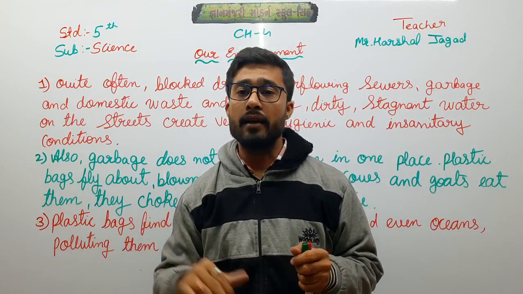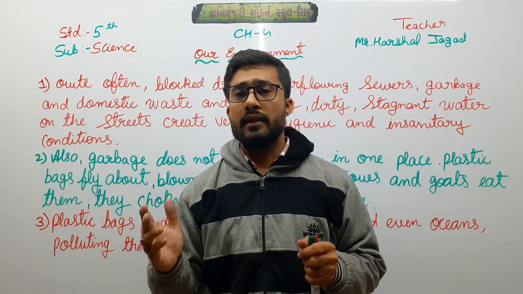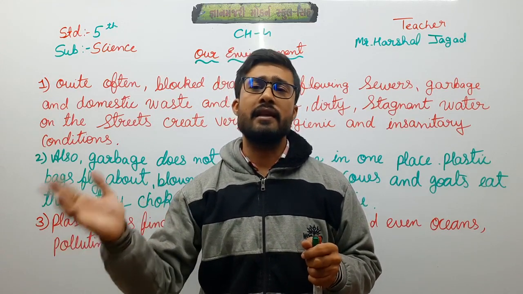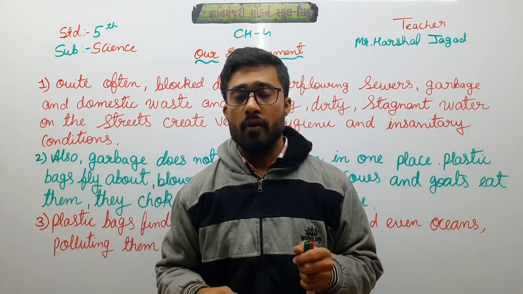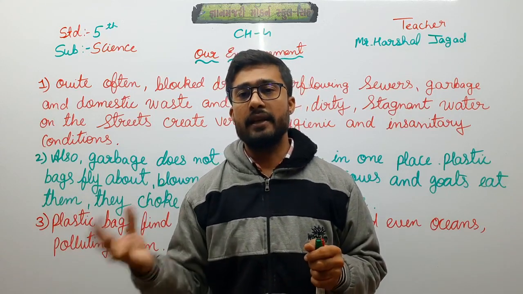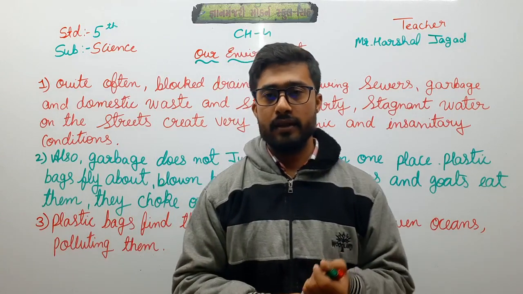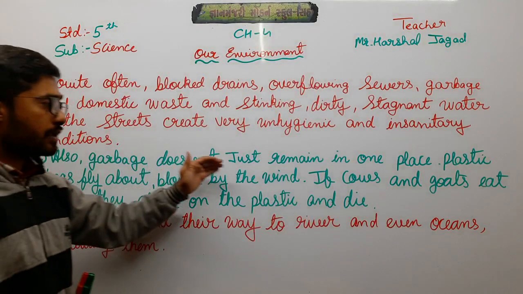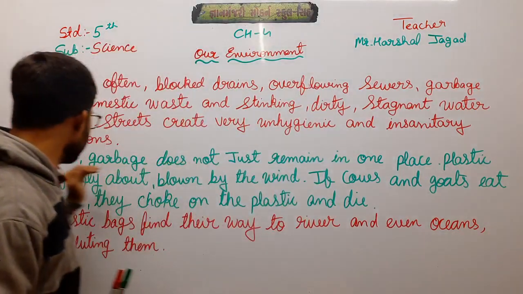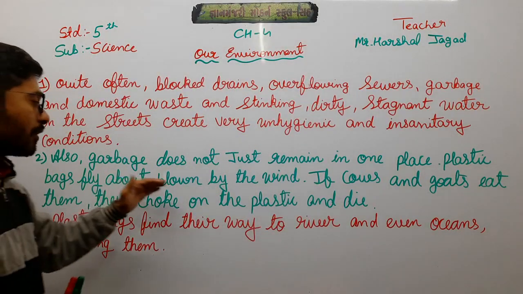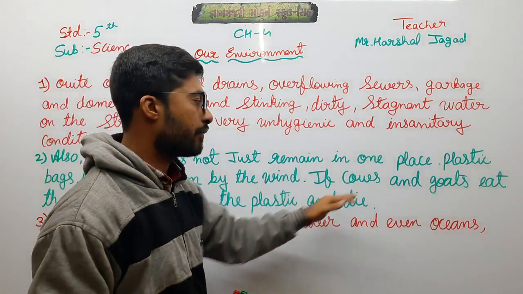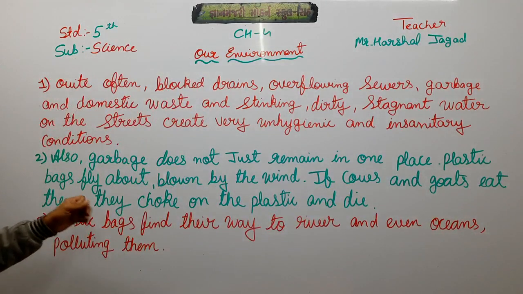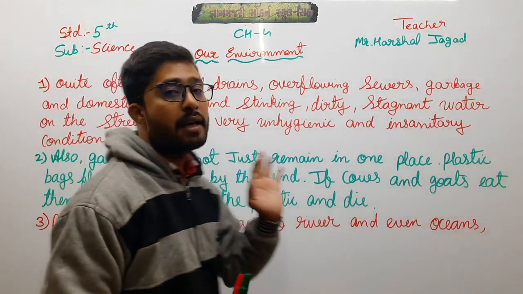Why? Because from there the dengue and malaria mosquitoes and these insects are born. Okay, due to this dirtiness they are born. Okay students, then the second one: garbage does not just remain in one place. Plastic bags fly about, blown by the wind. If the cows and goats eat them, they choke on the plastic and die.